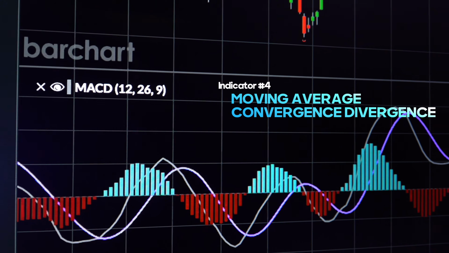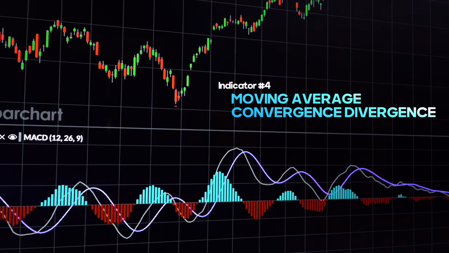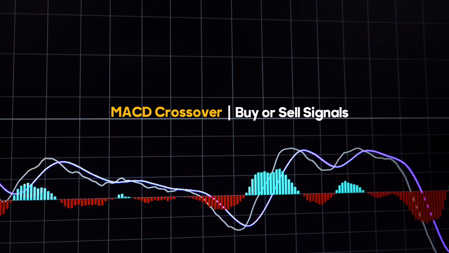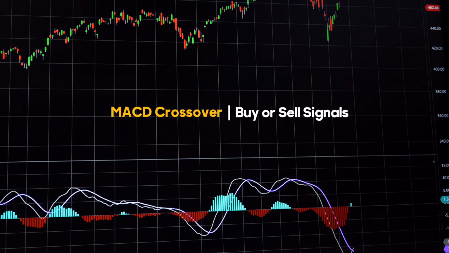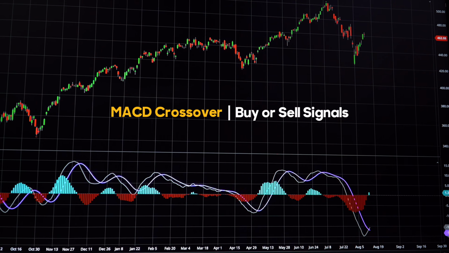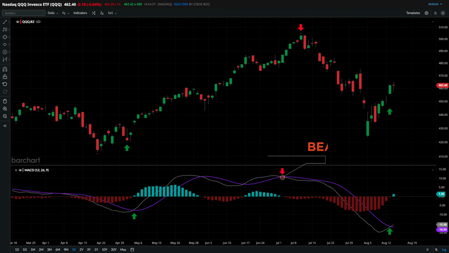Number four, the Moving Average Convergence Divergence, also known as the MACD. This is a trend following momentum indicator that shows the relationship between two moving averages of a stock's price. Traders often use the MACD for spotting momentum changes. When the MACD line crosses above the signal line, it's a bullish signal. When it crosses below the signal line, it's bearish. So watch this for incoming trends.